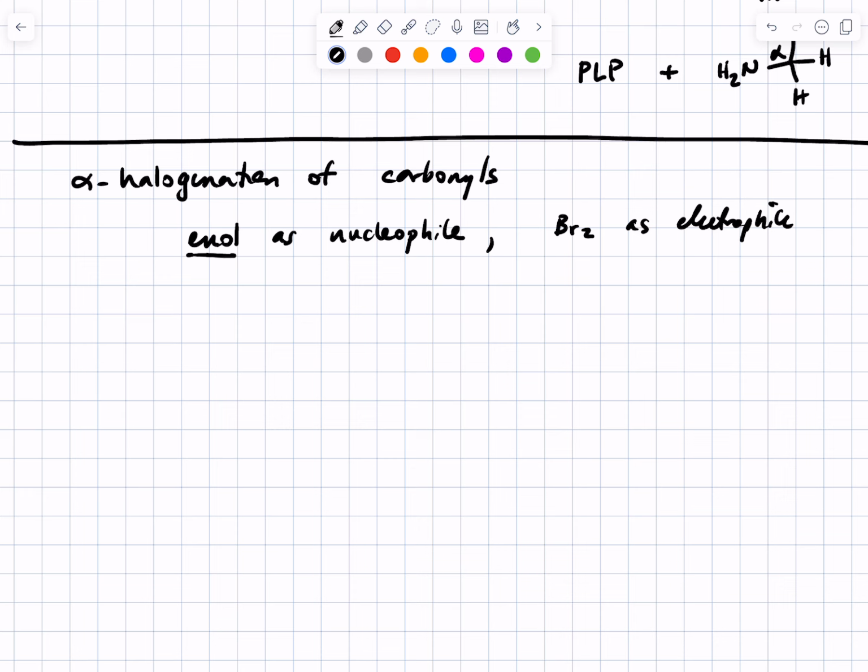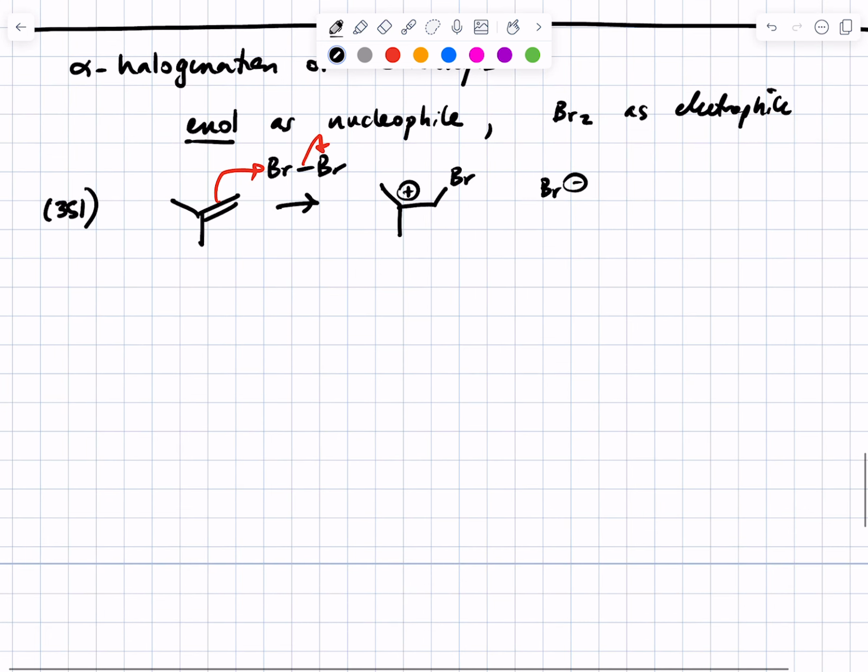You've used Br2 as an electrophile before in 352, in which you had the pi bond of an alkene attack the antibonding Br2 sigma star antibonding orbital to create a new sigma bond with the less substituted carbon and a positive charge on the more substituted carbon, and then Br minus was the leaving group. You saw that in 351. What we're going to do today with enols is going to be somewhat similar to that.